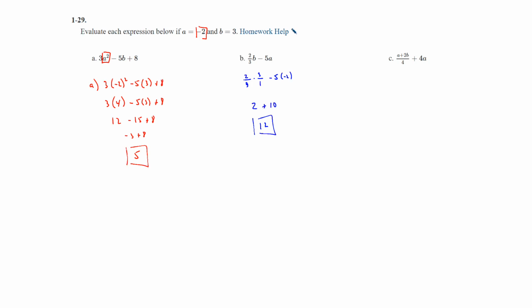On C, we have a, which is -2, plus 2 times b, or 2 times 3. That is all being divided by 4. And then you'll add 4 times a, or 4 times -2. We need to do the numerator of the fraction first, so that'd be -2 plus 6 divided by 4, plus 4 times -2. -2 plus 6 is 4, so we have 4 divided by 4, and that's 1, and then plus -8. So when we evaluate it, we get -7.